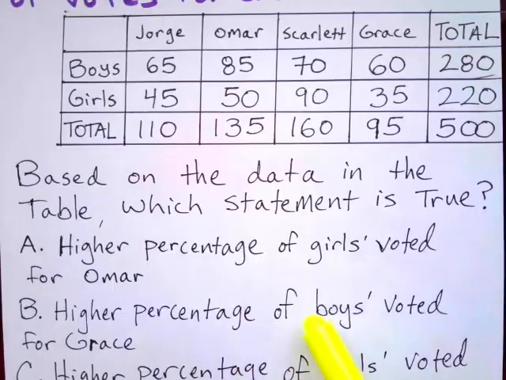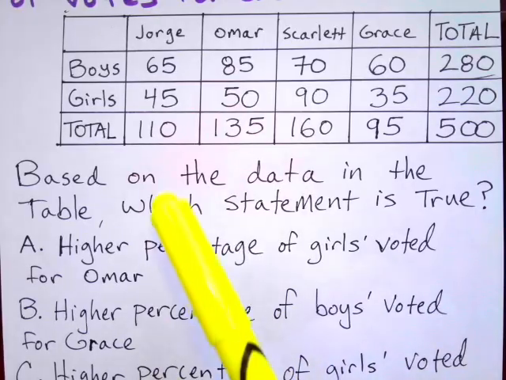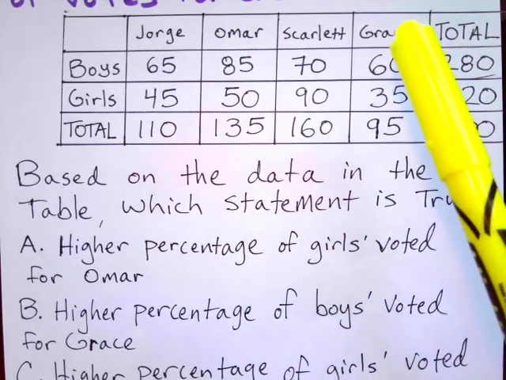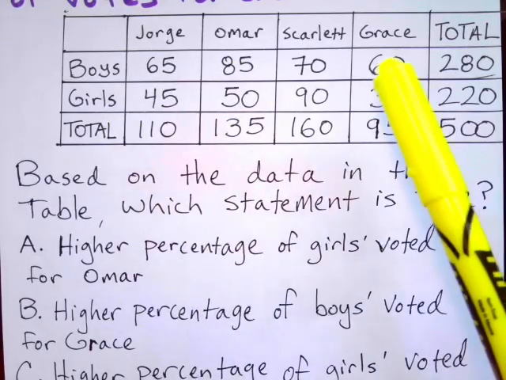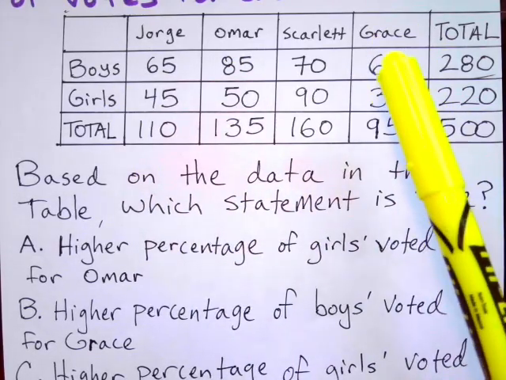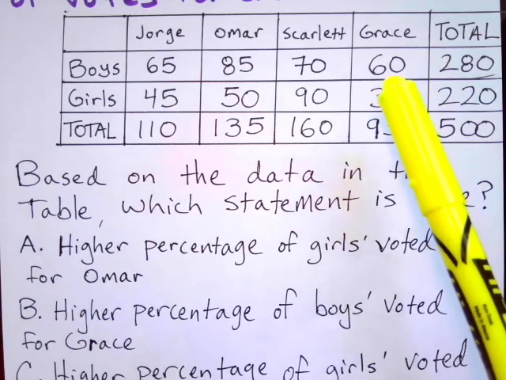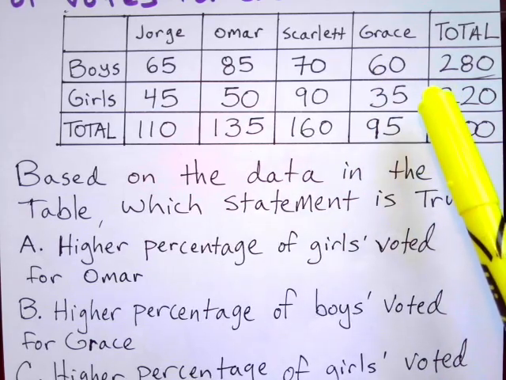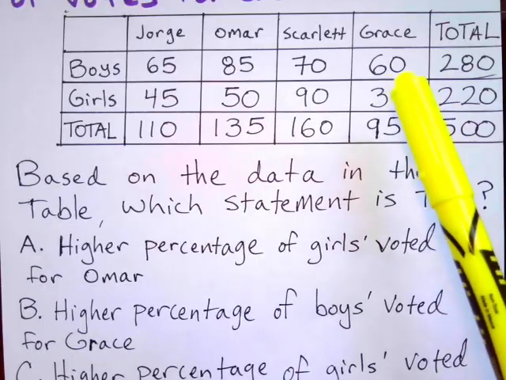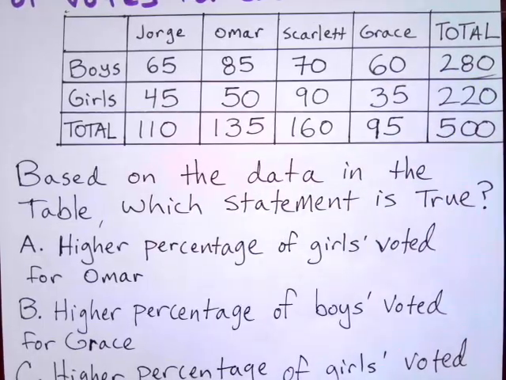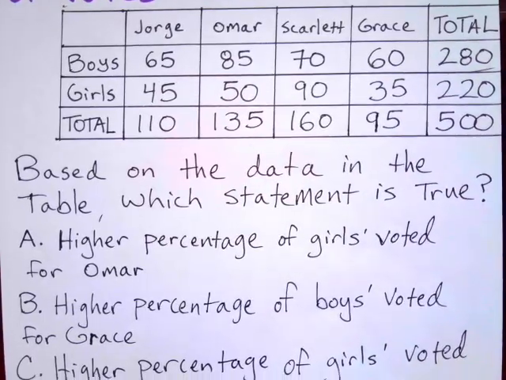B, a higher percentage of boys voted for Grace. So let's go up here to Grace. Boys and Grace match up here at 60. So 60 boys voted for Grace out of 280. So 60 over 280 is going to be my fraction.